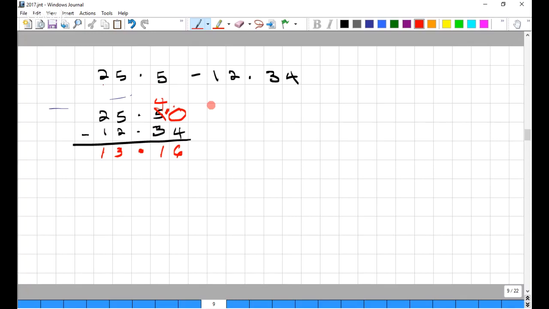Read all of this for me again, and let's include the answer. Go. 12.34 subtracted from 25.5 equals 13.16. So 12.34 subtracted from 25.5 will give me 13.16.